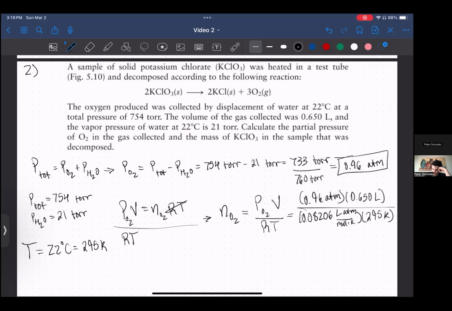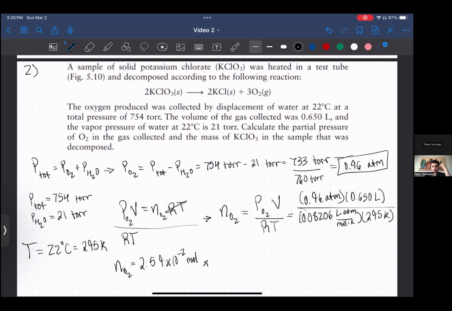All right, so we got that. And if you do the math out, you'll find that the moles of oxygen are equal to 2.95-ish times 10 to the negative second moles. All right, so now we have the moles of oxygen that we made in this reaction. And because we have the fully balanced equation, we can just look at that and say, okay, if I got this amount of oxygen to be made, it had to come from this amount of potassium chlorate.